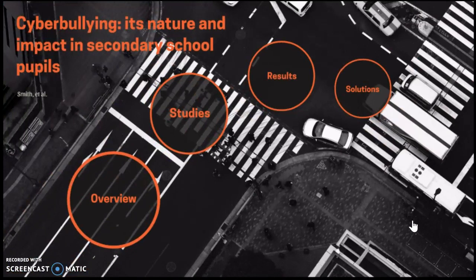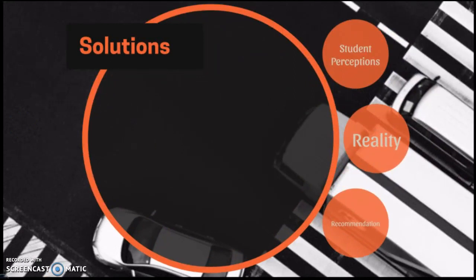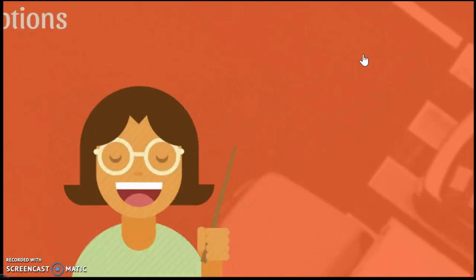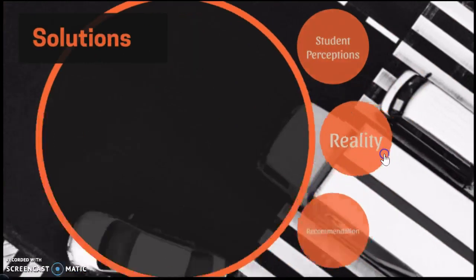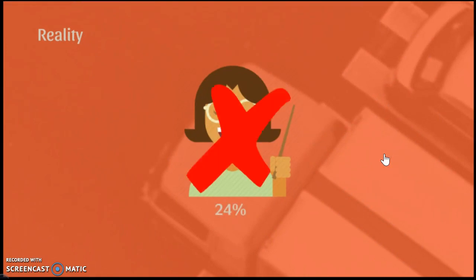So with that data, Smith and his co-authors come up with a few solutions. When asked what the solution to cyberbullying is, the most common response by students was to tell someone, such as a student or a parent or a teacher. 73% of pupils responded this way. However, this response contrasted sharply with reality, with what students actually did when they were bullied. In fact, only 24% of students said they told either their parents or guardians or an adult at school when they were bullied.